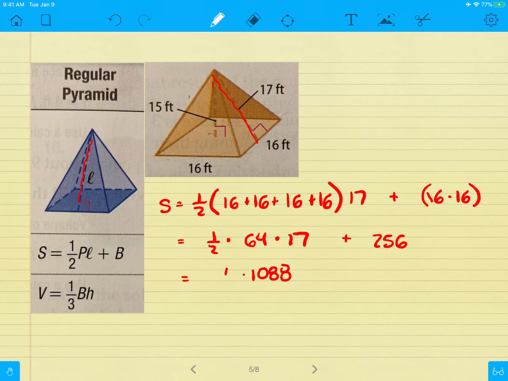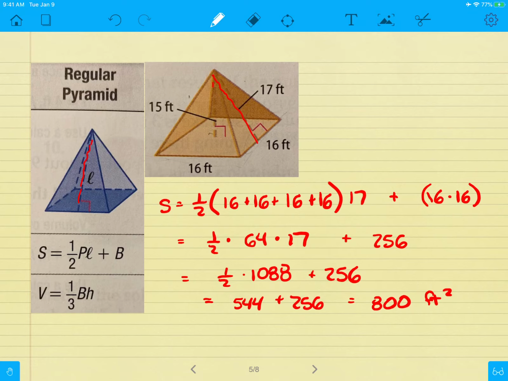And you're going to cut that in half and then add that to 256. So 1,088 cut in half, so divide that by 2 is 544, and we're going to add that to 256. And this is the total surface area, so if I add that to 256, I get 800. And that should be feet squared. That's how many total little square tiles fit on the surface of this whole pyramid.